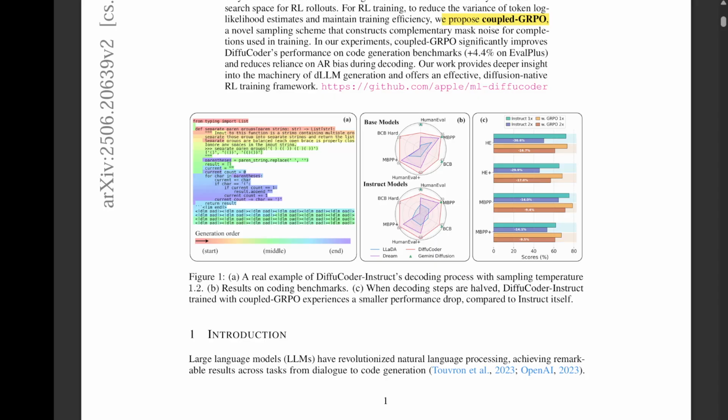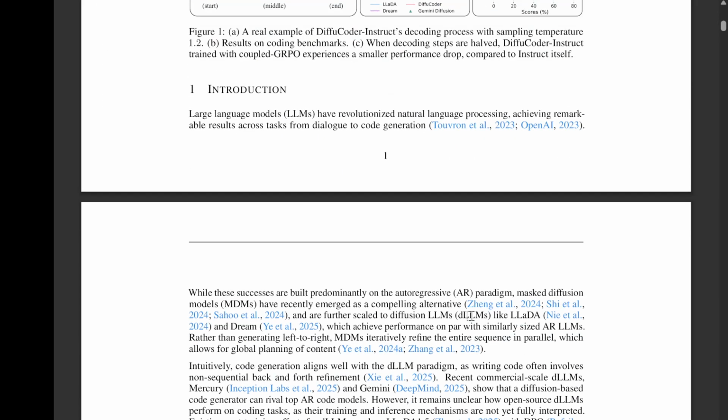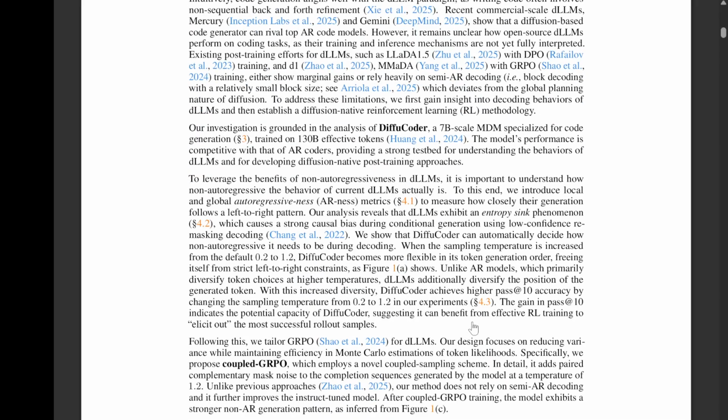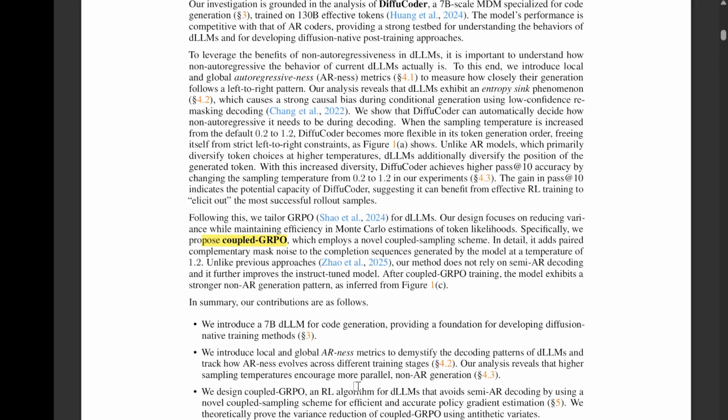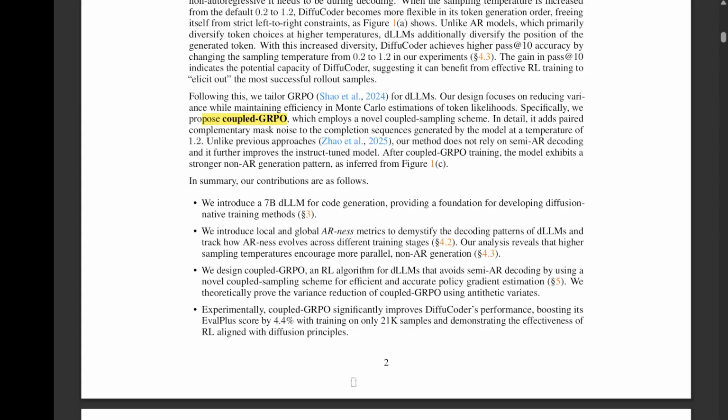And then, to actually teach them to leverage that non-sequential nature, they designed this innovative reinforcement learning algorithm, coupled-GRPO. Okay, tell us more about coupled-GRPO. This is where their truly diffusion-native approach really shines. Coupled-GRPO is specifically tailored for diffusion language models. And crucially, it avoids that semi-autoregressive decoding entirely. How? It uses a novel coupled sampling scheme.